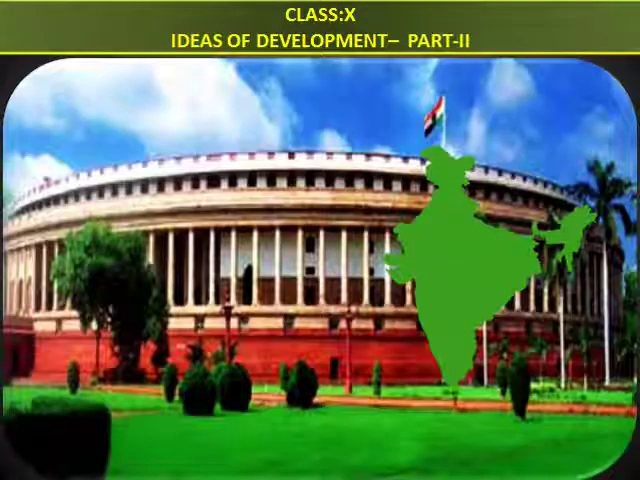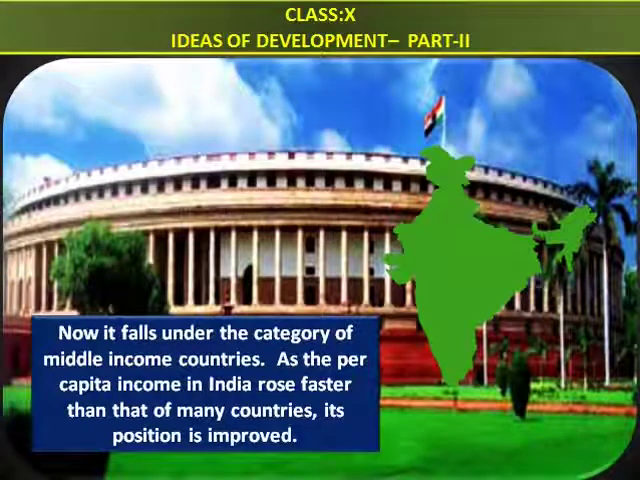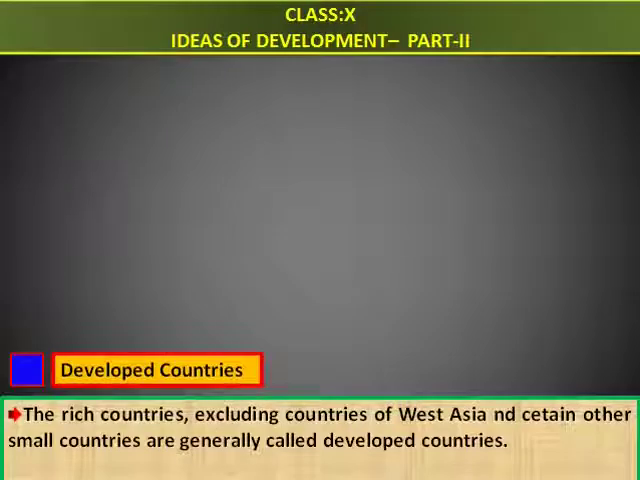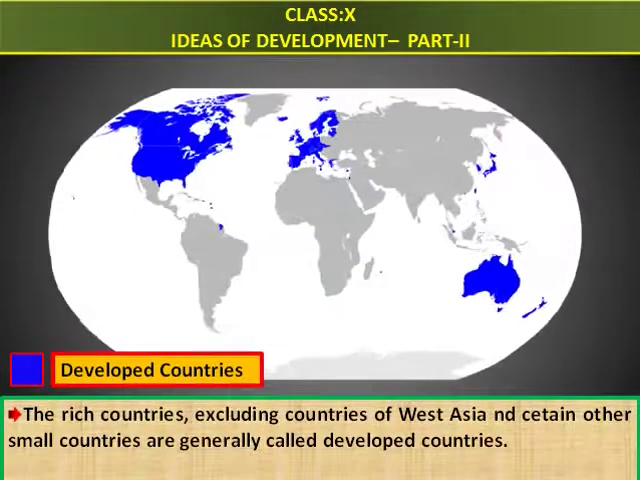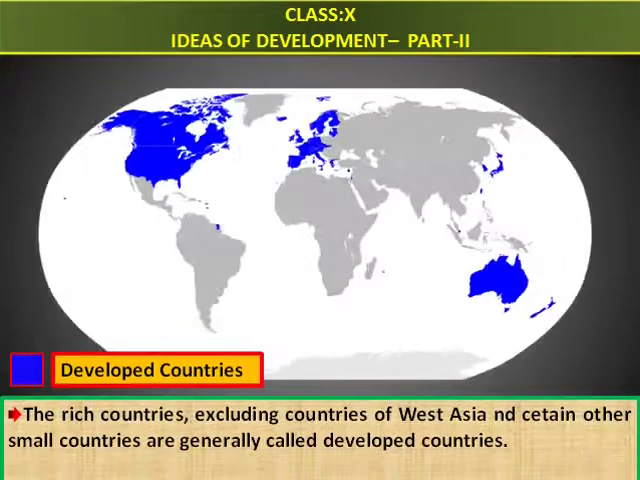It falls under the category of middle income countries as the per capita income in India rose faster than that of many countries. Its position has improved. Rich countries, excluding countries of West Asia and certain other small countries, are generally called developed countries.